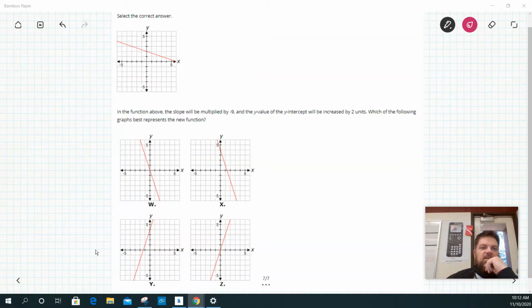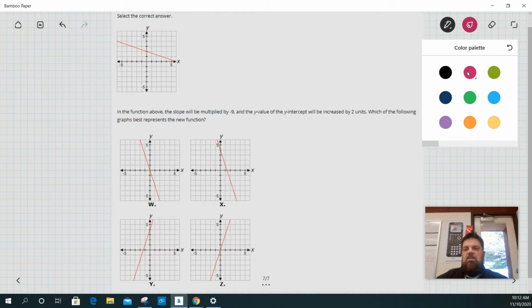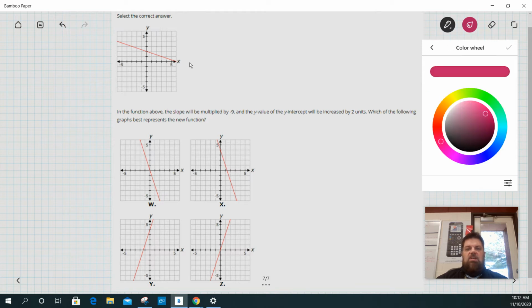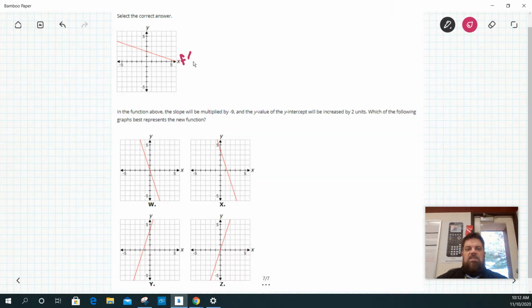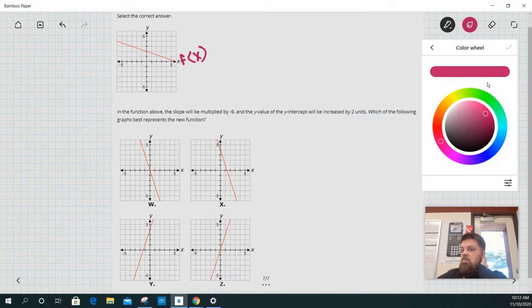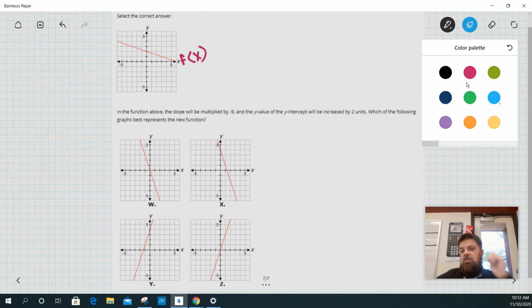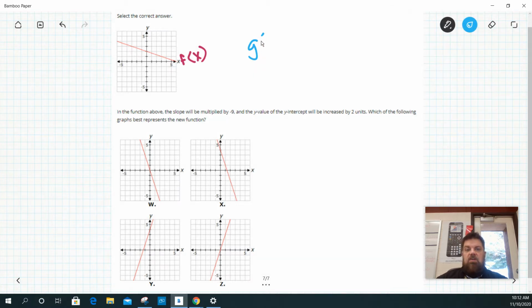So it says here, in the function above, the slope will be multiplied by -9. So let me sketch out what this means so you guys can see it. This function here, this is f of x, and we're going to transform this into a different graph. We're going to say this different graph is g of x. And it says the slope in the graph above will be multiplied by -9.